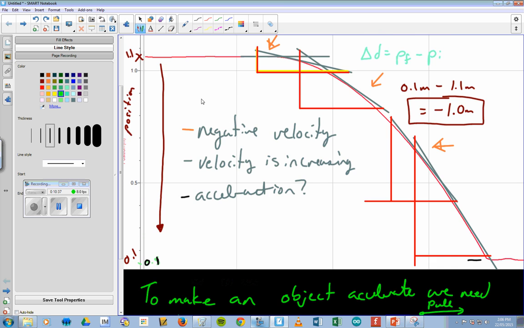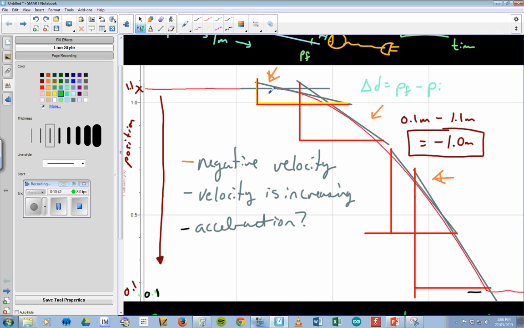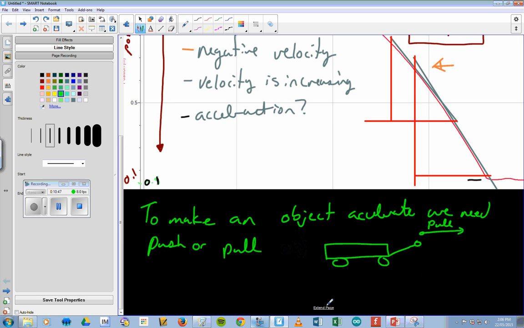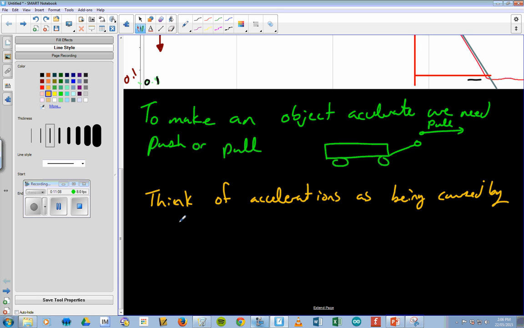Okay. So in cases of our object traveling down the ramp towards the electric eye, gravity is essentially doing the pulling. Okay. And as I continue to pull, my velocity gets larger, but it gets larger in a negative direction. So something that helps me to think about these things is to think of accelerations as pushes and pulls, or as being caused by pushes and pulls. In fact, you can't make an object accelerate unless you push or pull it.